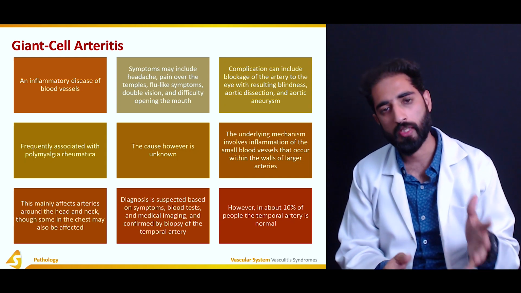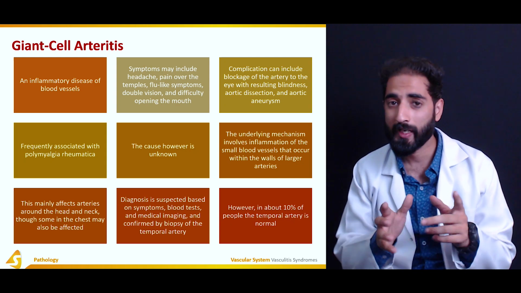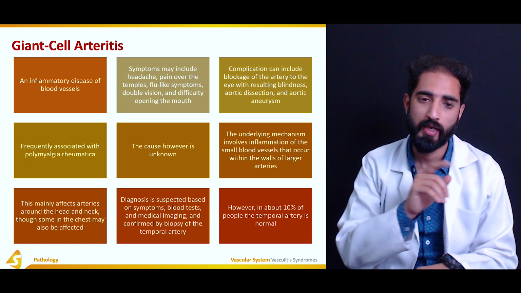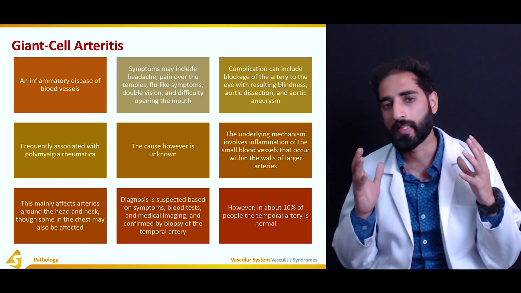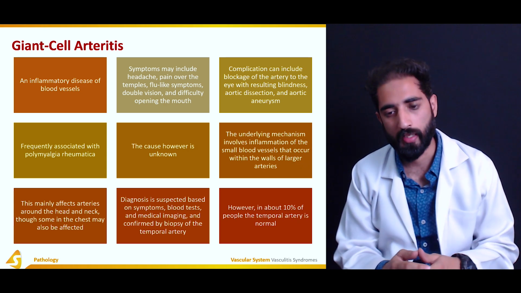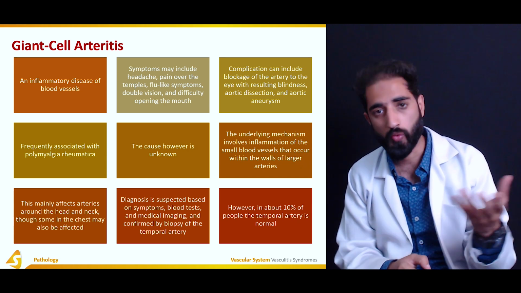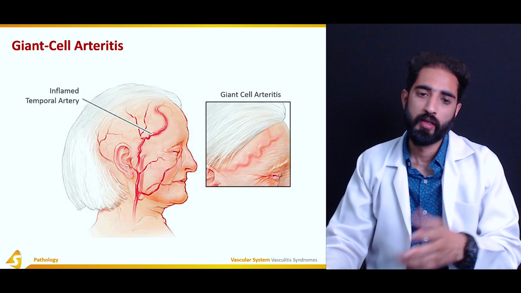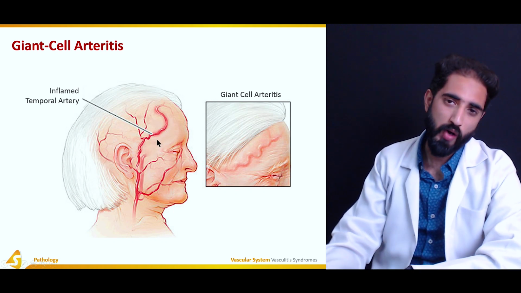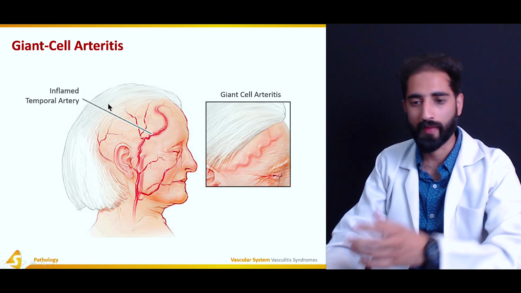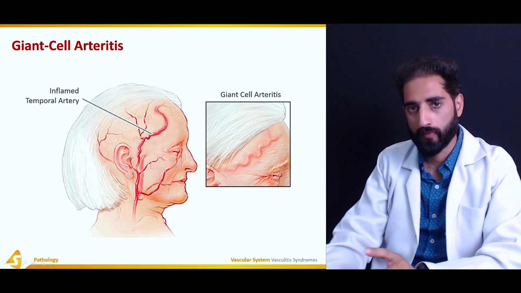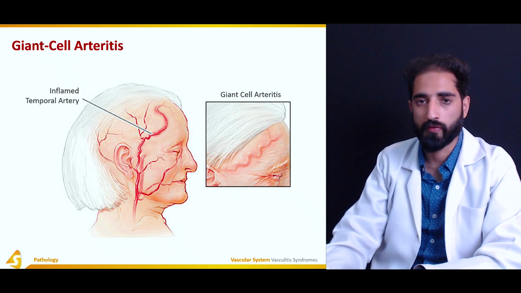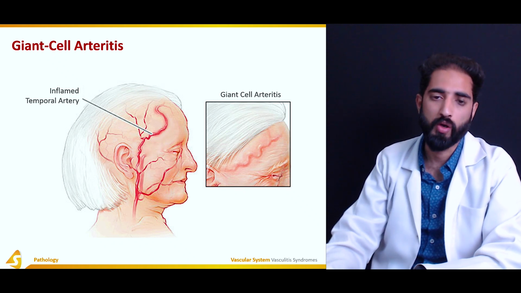The diagnosis is suspected based on symptoms, blood tests, and medical imaging, and specifically it is confirmed by the biopsy of the temporal artery, which is the most commonly involved artery in giant cell arteritis. However, it is not absolute, and in about 10% of the people, the temporal artery may be normal under observation in the biopsy. So here you can see an inflamed temporal artery as a characteristic feature of giant cell arteritis, and that is also confirmed via biopsy as well, but it may not be affected and may be normal in about 10% of the patients as well. So we have to keep that in mind as well.